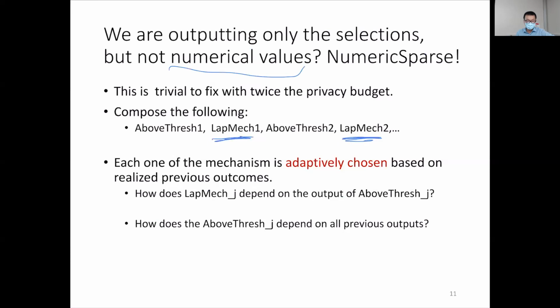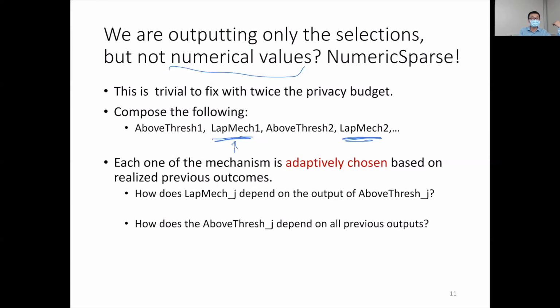Okay, so one observation about this mechanism is that we don't actually know which Laplace mechanism to use before we finish running this above threshold one. Because above threshold will select a particular query, and it is on that query that we're running the Laplace mechanism, right? So this is one instance of so-called adaptive composition or interactive composition, where the sequence of mechanisms that we select is a function of the output of the previous mechanism that we chose.